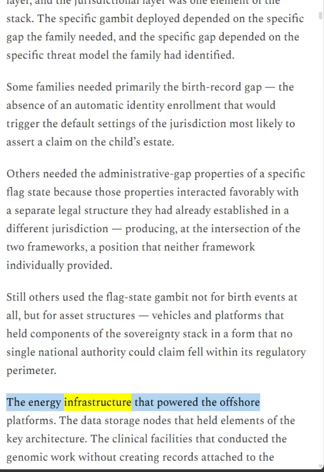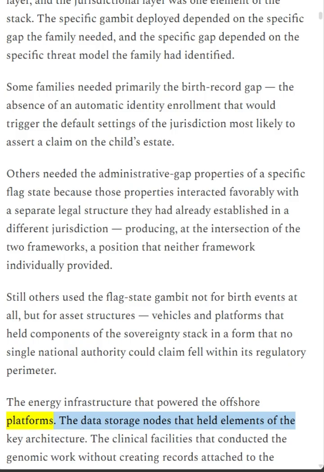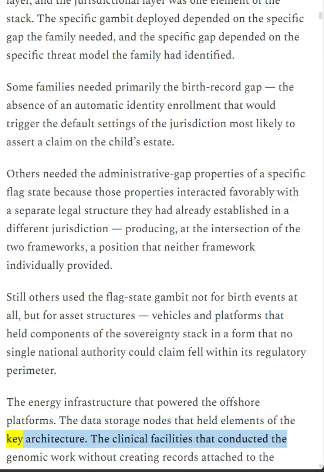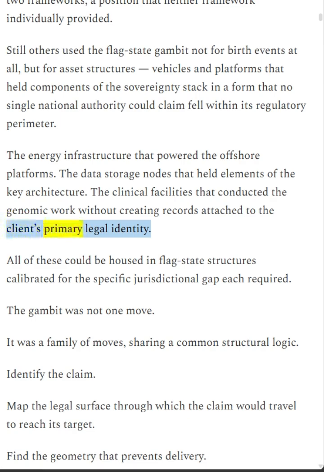The energy infrastructure that powered the offshore platforms, the data storage nodes that held elements of the key architecture, the clinical facilities that conducted the genomic work without creating records attached to the client's primary legal identity. All of these could be housed in flag state structures calibrated for the specific jurisdictional gap each required. The gambit was not one move. It was a family of moves sharing a common structural logic. Identify the claim. Map the legal surface through which the claim would travel to reach its target. Find the geometry that prevents delivery.